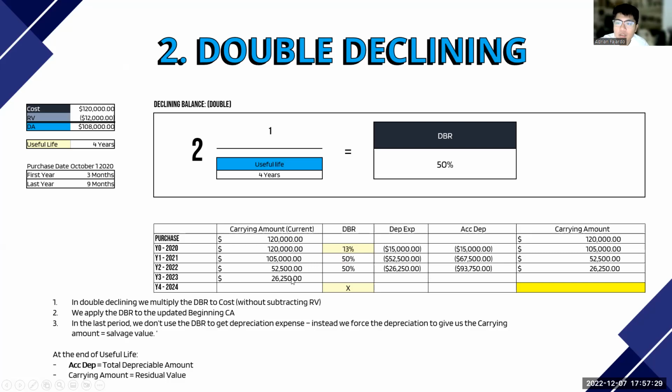Last, 26,250 times 50% DBR, depreciation expense of 13,000. So now, yung carrying amount natin is 13,125. Now, our RV is 12,000. So, malapit na sa residual value. So, instead of multiplying DBR, we want to make it equal to the salvage value.